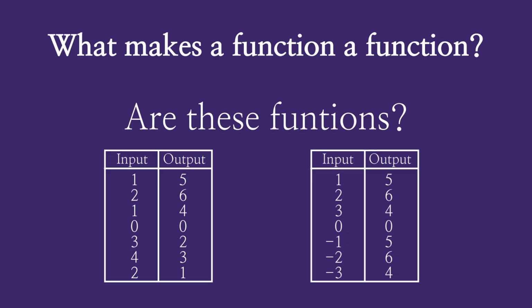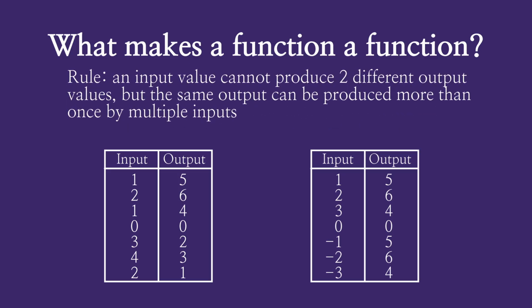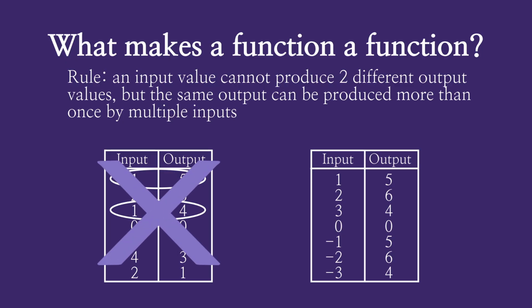It is important to be able to determine if a set of data is a function. This can be done by following the guideline that in a function, an input value cannot produce more than one distinct output value. For example, in the table on the left, we can see that the input value 1 gives us two different output values, 5 and 4, which means it cannot be a function.